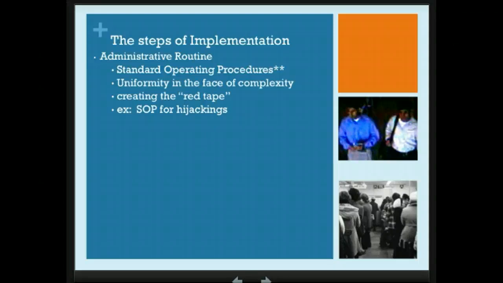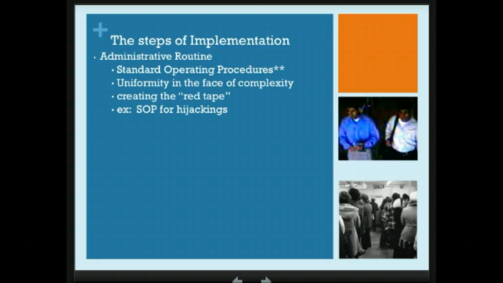Now that also, the SOPs create the idea of red tape. Red tape is the stuff that you have to get through, those hoops that you have to jump through in order to get something from the federal government. So if you want to get a tax return, you have to file your taxes. Right? If you want to get veterans benefits, you have to fill out paperwork. The paperwork is the red tape.